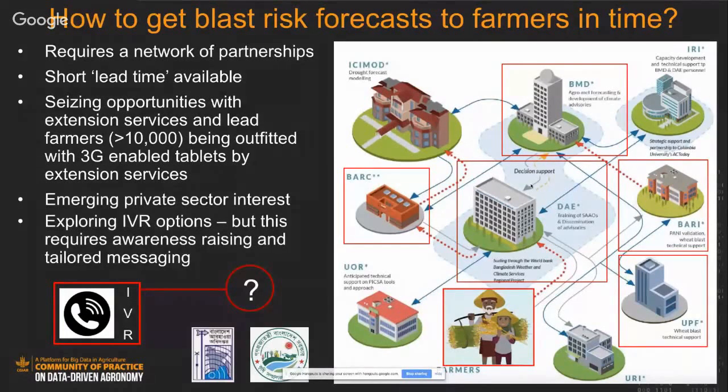And we're also looking into interactive voice response options, which I'll talk about in the next slides, where farmers could receive a voice message call that explains the risk, and you can do that at scale and get information to people quickly. But this also requires awareness raising and tailored messaging for farmers to understand the relevance of forecasted information and actually disease information to act on it.